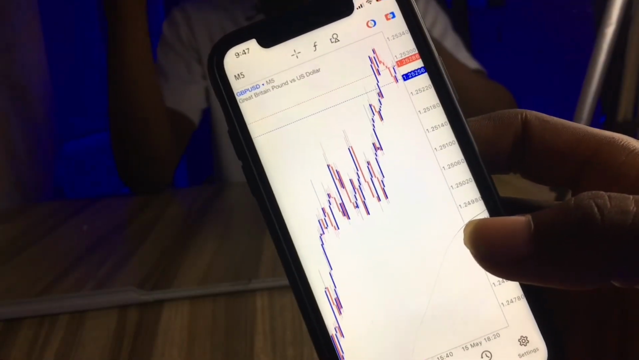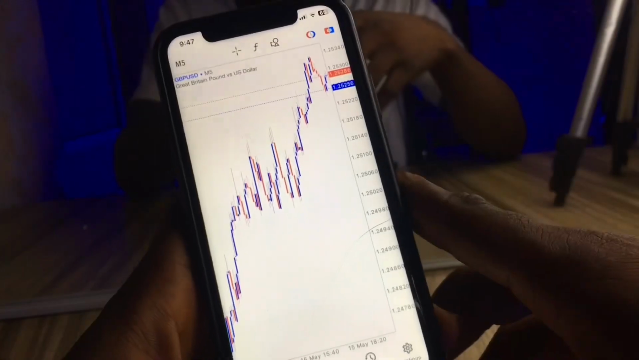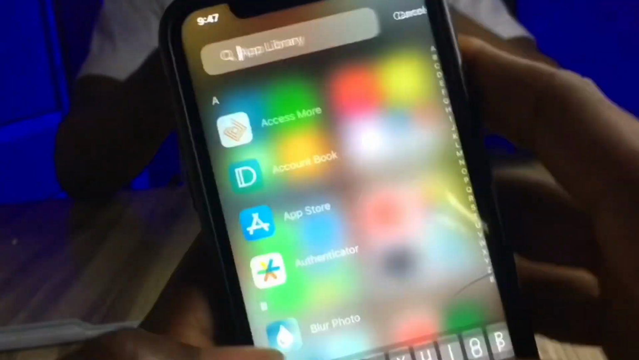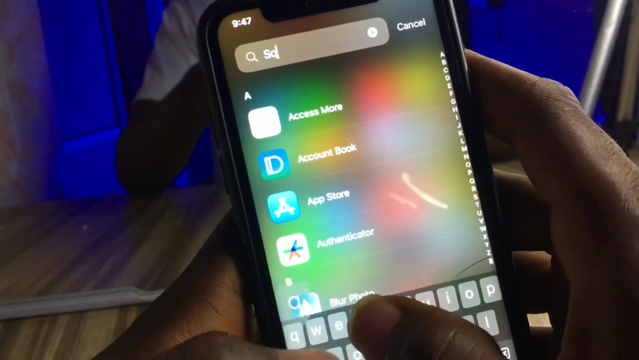Now for the first step of what we're going to do, we're going to find what is currently moving in the market. For you to find what is currently moving in the market, all you need to do is go to your browser. So I'll just type in Safari.